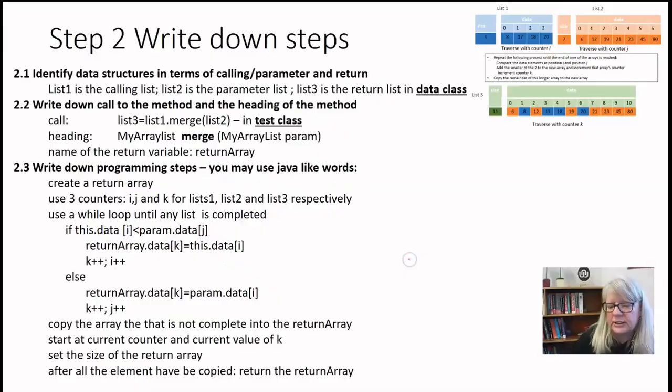Okay, let's continue. But we are not done yet, because what happens if the one array is longer than the other array? You have to copy the rest of the array. So we have to copy the array that's not complete into the return array. If you look at our example, remember though that back end of the parameter array, I copied in there.